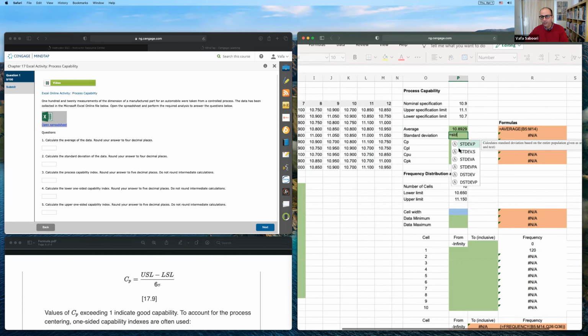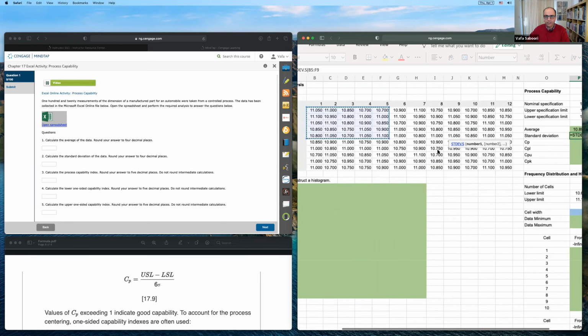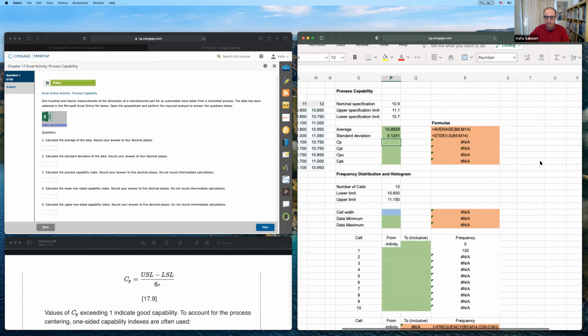So the generic formula for standard deviation is STDEV, okay? But we have different types. In this case, we are using STDEV.S. It's basically when you are calculating the standard deviation of a sample, okay? So since this is a sample, we are using STDEV.S. And this is basically my average and my standard deviation.